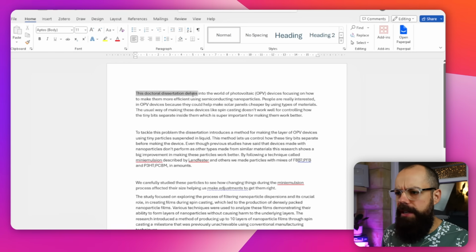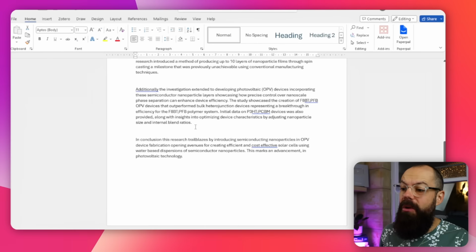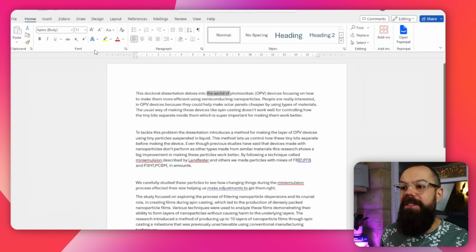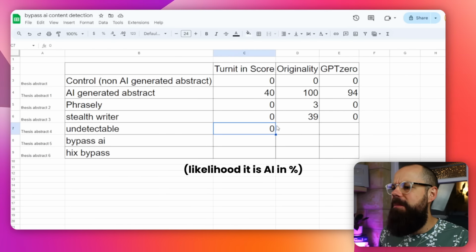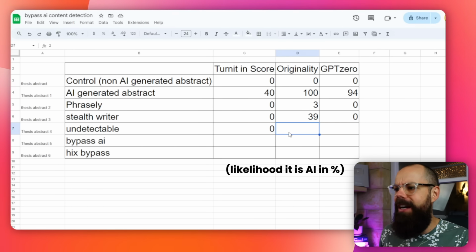This doctoral dissertation delves into the world of photovoltaic devices. I probably wouldn't use "into the world." So it makes, like I said, some really strange choices. But let's have a look to see what happened, because this one, in my experience in the past, has been the best. So Undetectable, Turnitin score is 0. Well done, it was able to get past Turnitin, but bad on you, Turnitin. It seems to be the worst performing one so far.